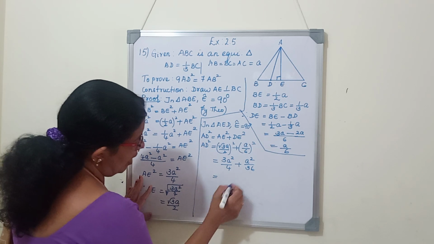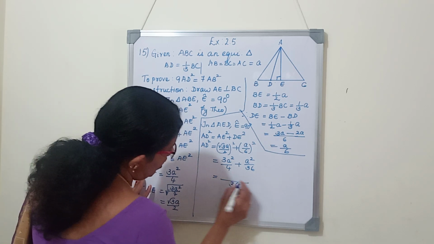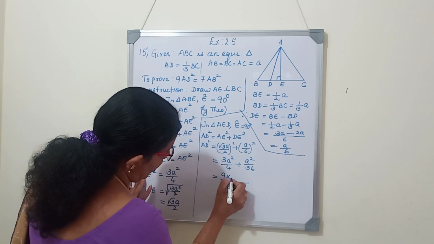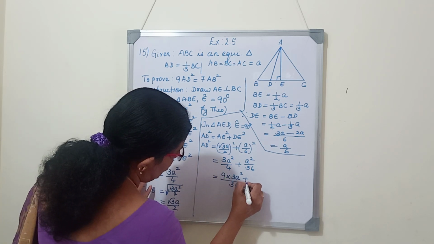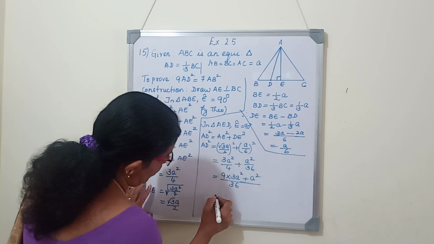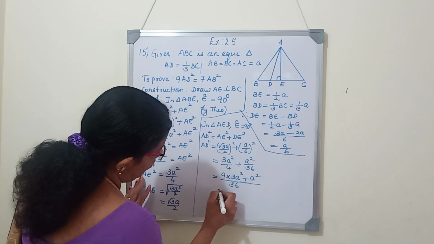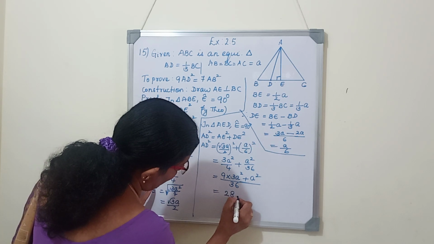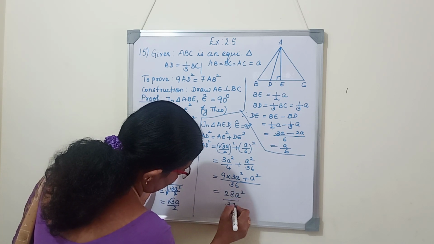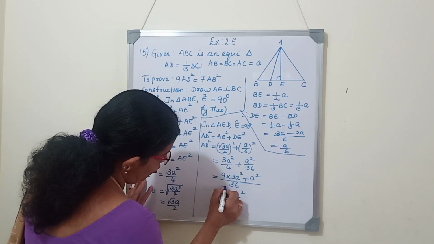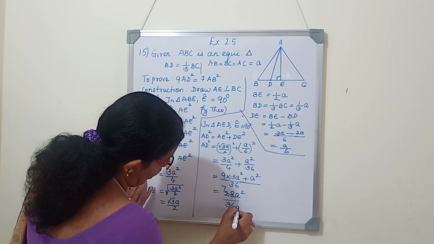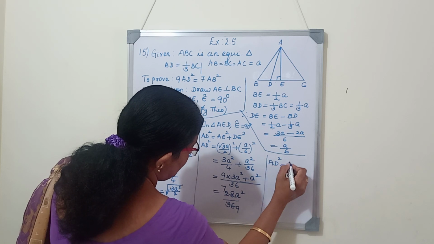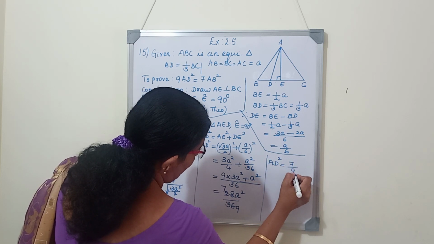Root 3A by 2, the whole square is 3A square by 4. A by 6, the whole square is A square by 36. Now we will take the LCM. 36 is the LCM. 36 by 4, it is 9. 9 into 3A square plus here it is as it is A square. So now here we will get 9 3s are 27A square plus A square, 28A square by 36. 4 table we will cancel. 4 7s are 28, 4 9s are 36. So we got AD square equals 7 by 9 A square.